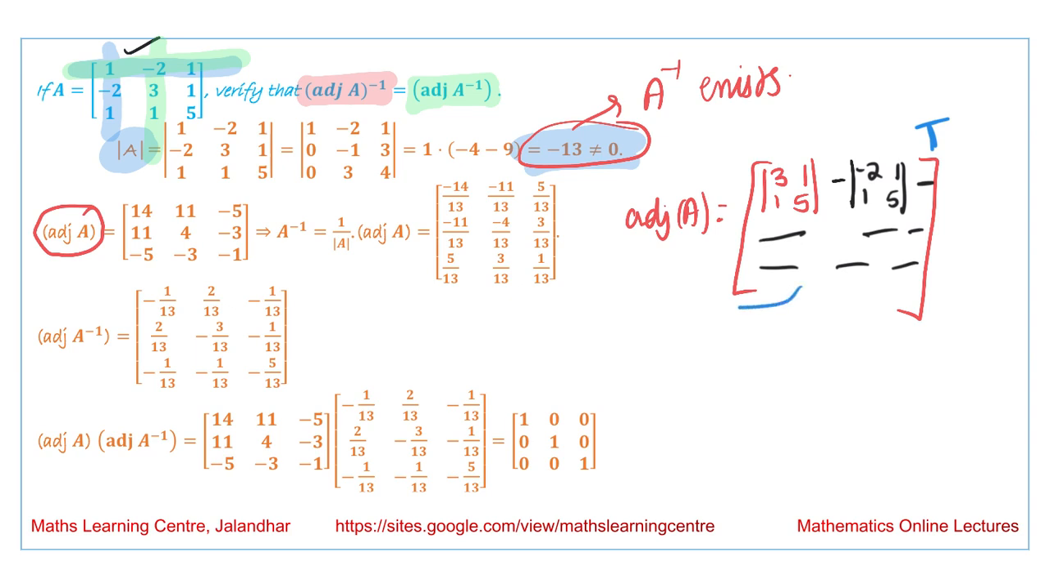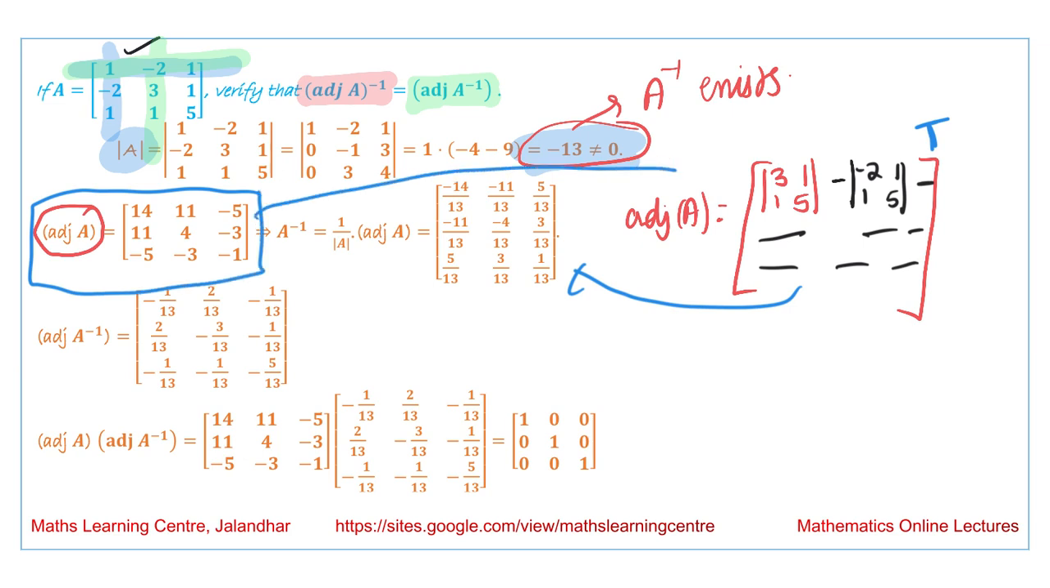On solving this, we obtain the adjoint of A, which is equal to this value. The determinant of A we have calculated as -13. So A inverse is equal to 1 over determinant of A into adjoint A, and the answer comes out to be in this form. You can try these calculations and you will obtain the answer in this form.